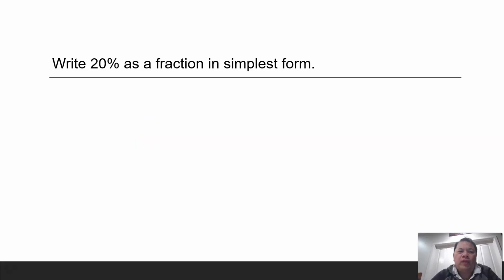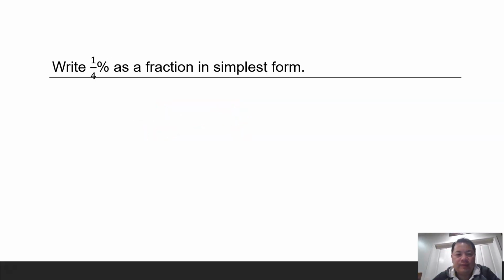Then what about 20% as a fraction in the simplest form? So again, 20 out of 100, both numbers can be divided by 20, so I get 1 out of 5 as the answer, 1/5. Okay, let's move on.